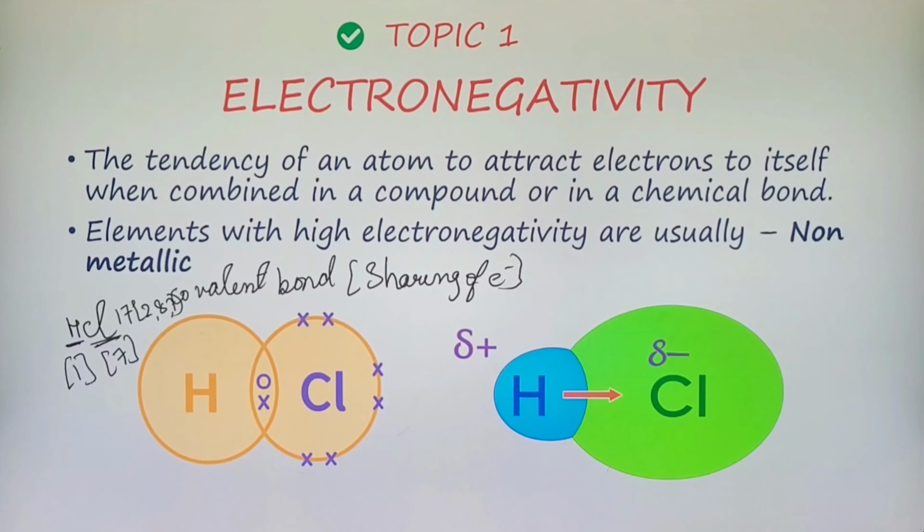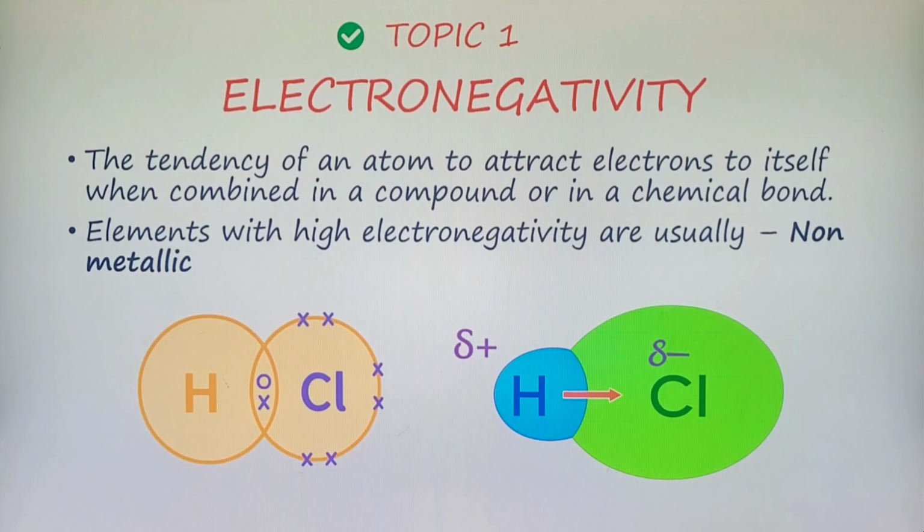Hydrogen wants to complete its duplet and chlorine wants to complete its octet. So what do they decide? They decide, let's come together and share our electrons. Yes or no, children? That is why sharing of electrons is called a covalent bond. Clear? So in this compound called hydrogen chloride, they are combined in the form of a compound, or they have formed a covalent bond or a chemical bond.